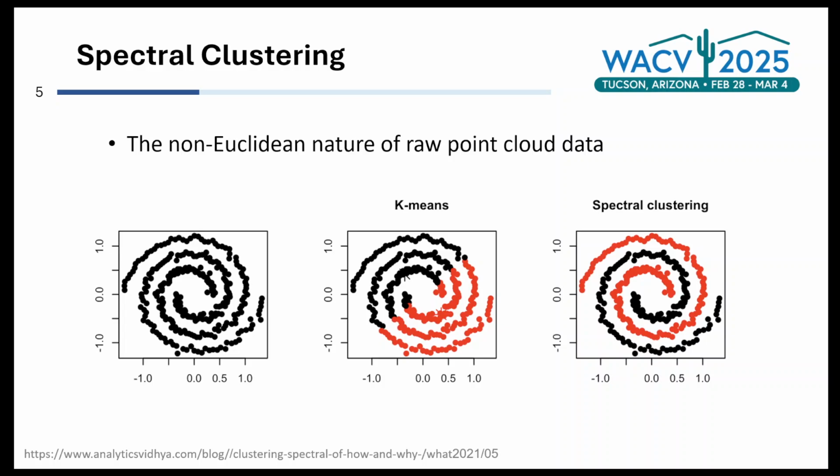Before we continue, you might ask, why spectral clustering? It's because of the non-Euclidean nature of raw point cloud data, which basically means you cannot add or, for example, average without preprocessing. So spectral clustering solves this by embedding the data into a new space, then applying clustering. This makes it the best choice for this type of data.